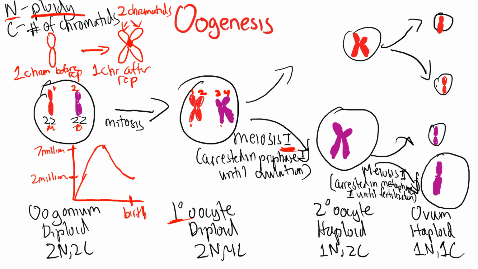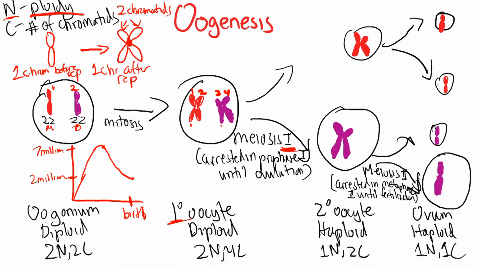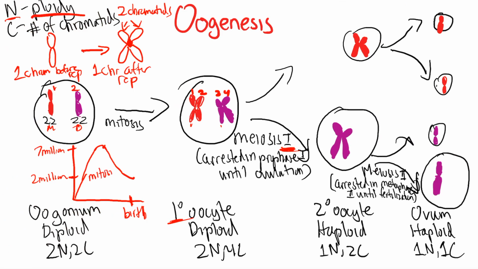And it actually stops in prophase 1. And this is all happening again before birth. So we get mitosis and meiosis 1, all before birth, but it's going to stop in prophase 1. This is key. You have to remember this. They're going to test you on it. So it's going to stay in prophase 1, all the way from here to here.